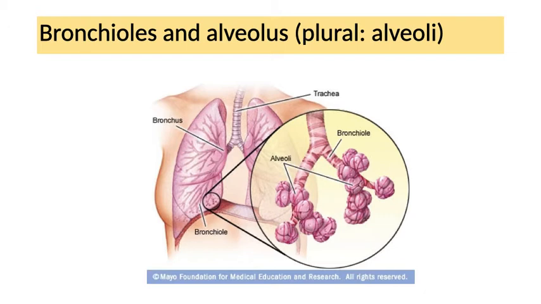So this is the bronchioles and alveolus, or the plural, the alveoli. You can see the trachea here on the top, and we learned in the previous slide that the trachea consists of two branches, each called the bronchus. One goes to the left, the other goes to the right, and then the bronchus further branches to become bronchioles. You can see the zoomed-in picture, right? In the circle, you can see the bronchiole. And the bronchiole connects to the alveoli.